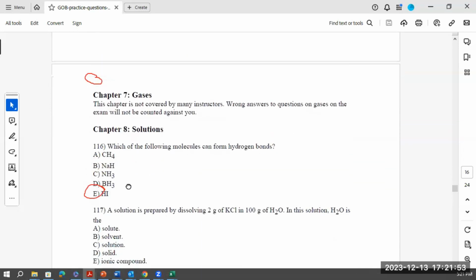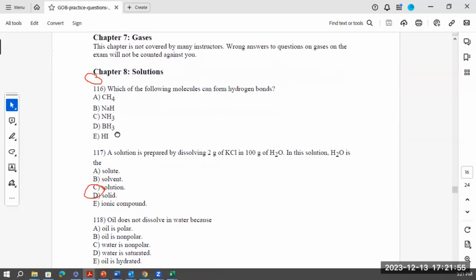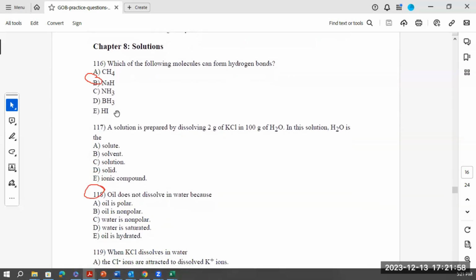Okay. Gases. We're not going to talk about it right now. I will give you an example of a problem later on, but that's it. Okay, now let's talk about solutions.